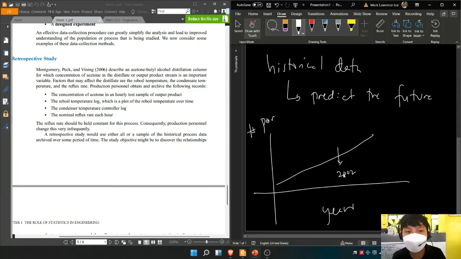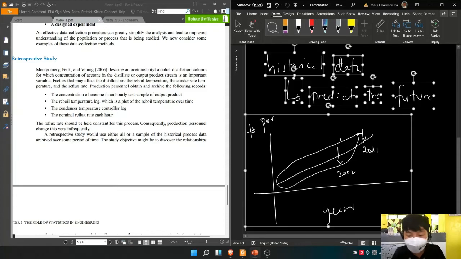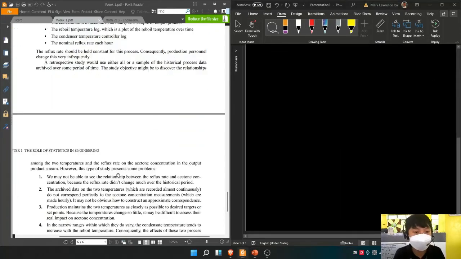Okay, so what historical data or retrospective data here is, kung pinanganak ka dito at dito ka magka-college at gagawa ka ng study at year 2021, ito lang yung makukuha mong data, di ba? From 2021 and beyond, habang buhay ka pa. Okay, so retrospective data is you're going to consider all of this data from the previous years. Yun lang. That's retrospective data.